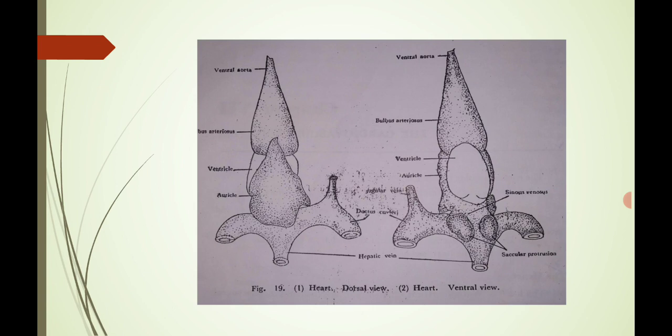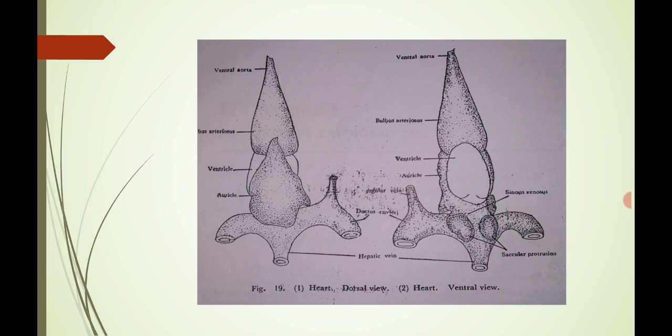In the top portion, there is the ventral aorta, which is triangular in shape. Then this large portion is called the bulbus arteriosus, and then there is a very spacious cavity which we call the ventricle. Next to the ventricle there is the auricle, and in the middle side a ductus curve is present in both diagrams.